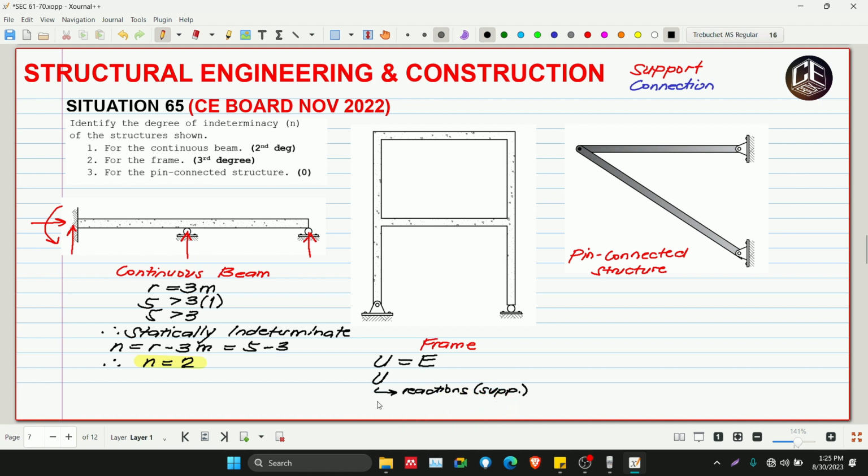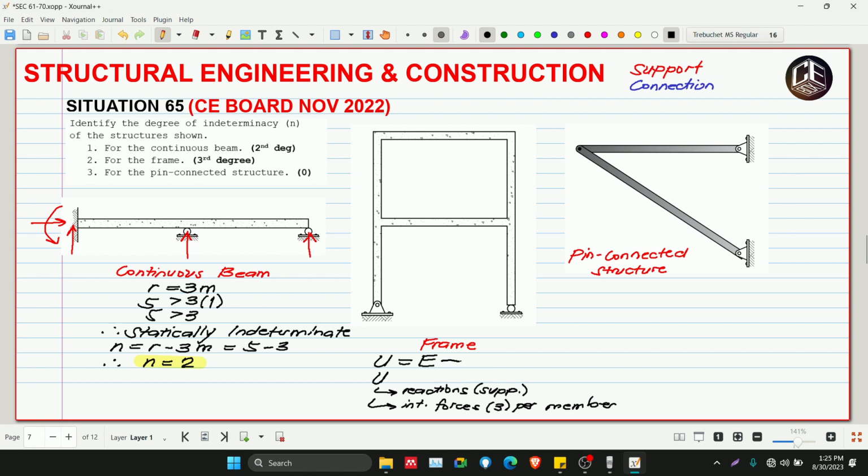Yan. And then, kasama rin yung mga tinatawag natin na internal forces. So, kapag frames, we have 3 internal forces per member. Ano-ano yung mga yun? Tinukoy na natin siya sa number 1. That is the shear force, axial force, and bending moment.